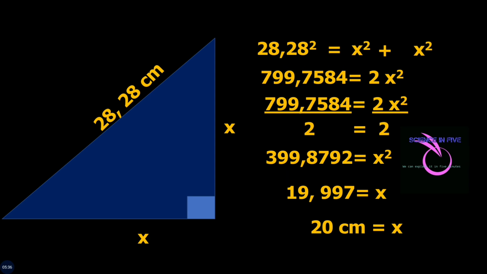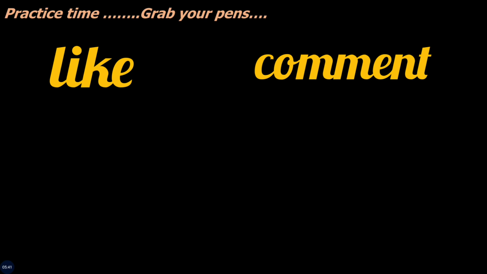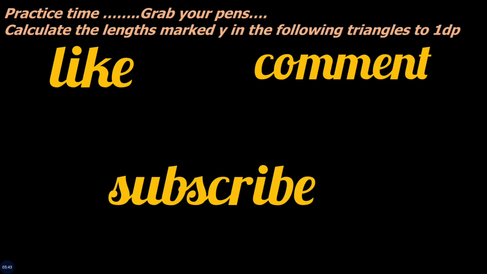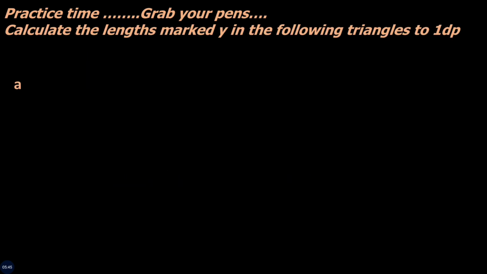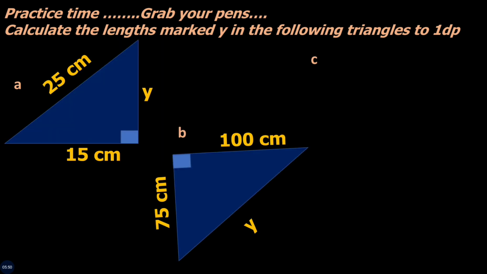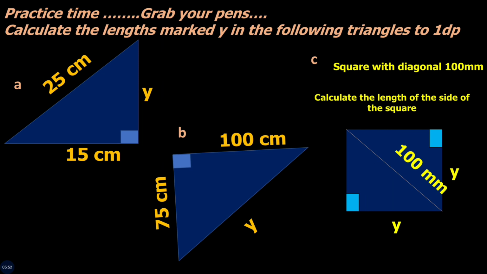Think you guys have got it? Well, it's practice time. Grab your pens. Calculate the length marked y in the following triangles, correct to one decimal place. So you'll be given about 30 seconds before the answers start appearing on the screen. If you feel you need more time, well, just press the pause button, and when you're ready to check your answers, press play again.